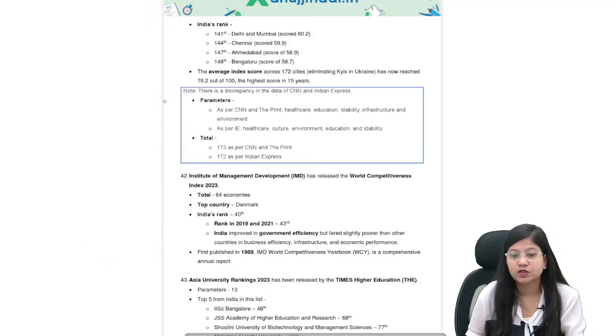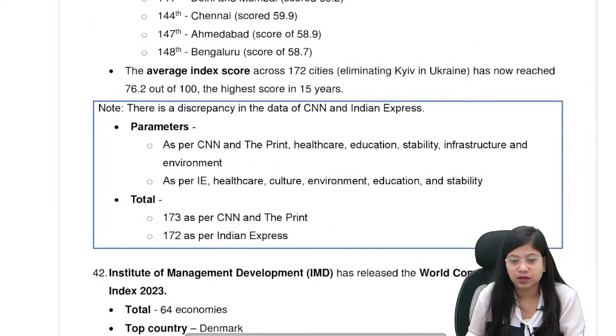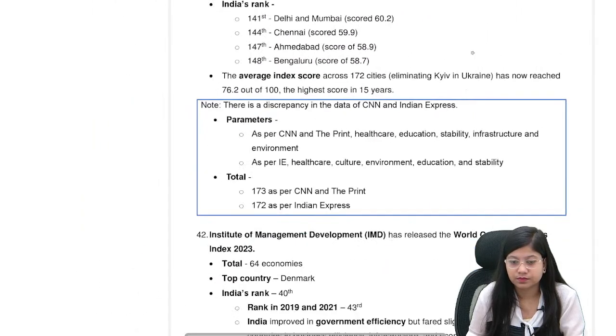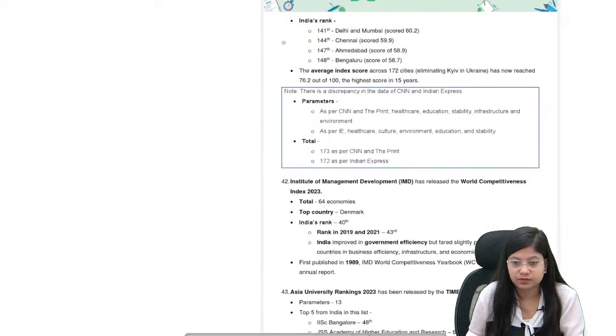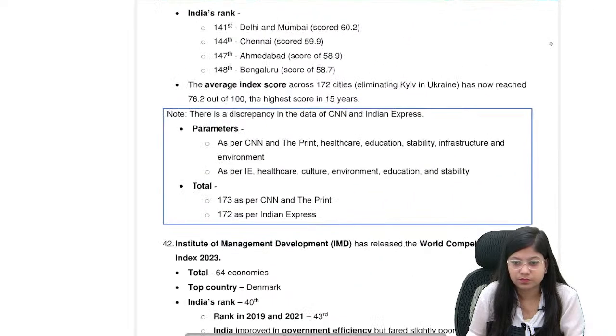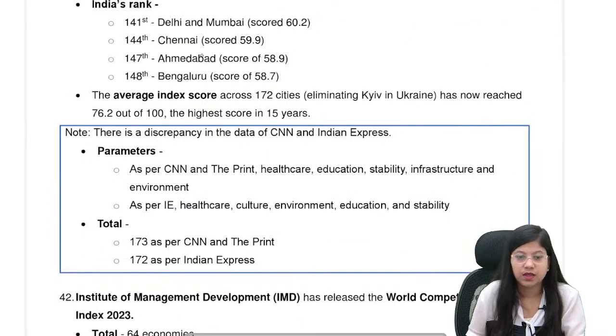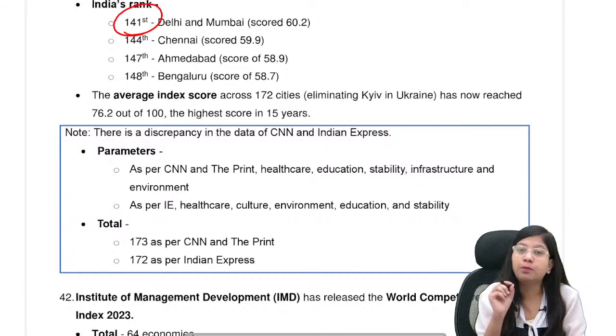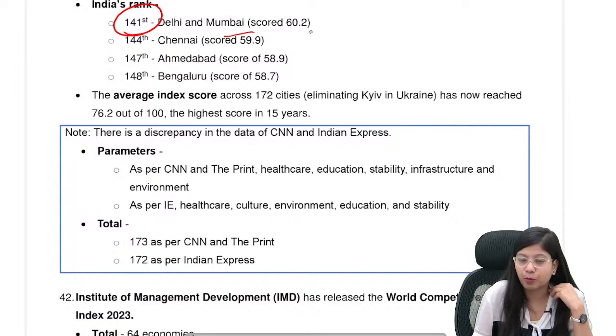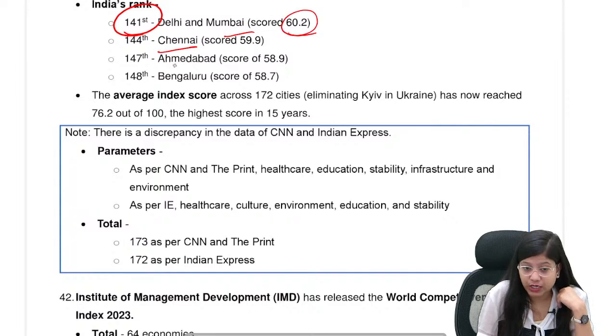Okay, so first of all, India's topmost livable cities, Delhi and Mumbai, scored 60.2. So they both are at the same position. Then we have Chennai at 144th position, Ahmedabad at 147th, Bangalore at 148th position.